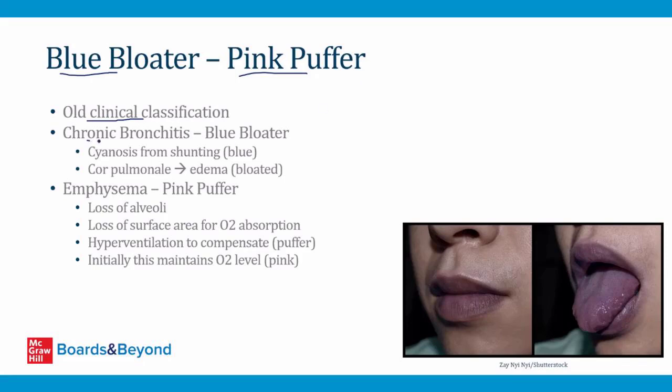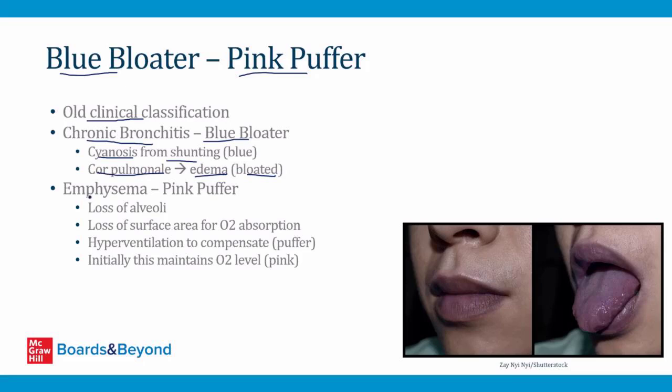So patients with chronic bronchitis were often called blue bloaters. They were cyanotic from shunting, like we talked about before, and this leads to cor pulmonale, and this leads to edema in the lower extremities, and therefore they were bloated. So that's why these patients were called blue bloaters.